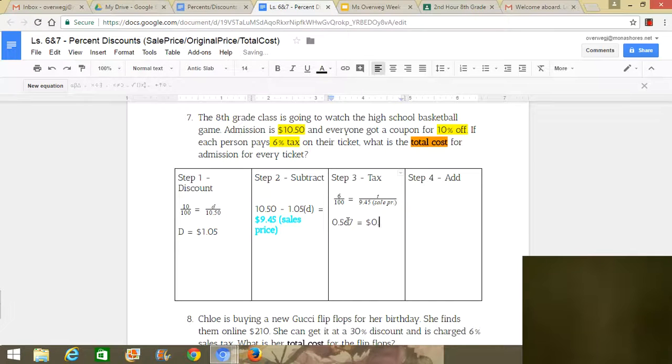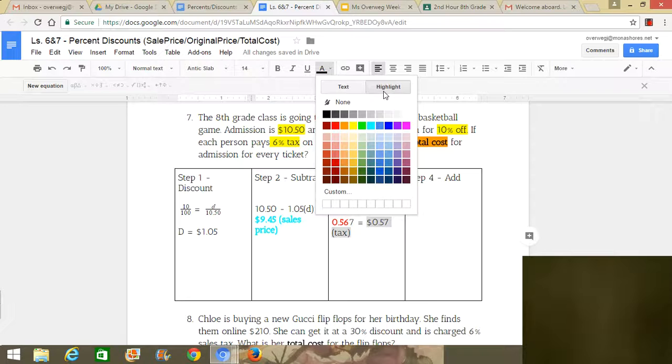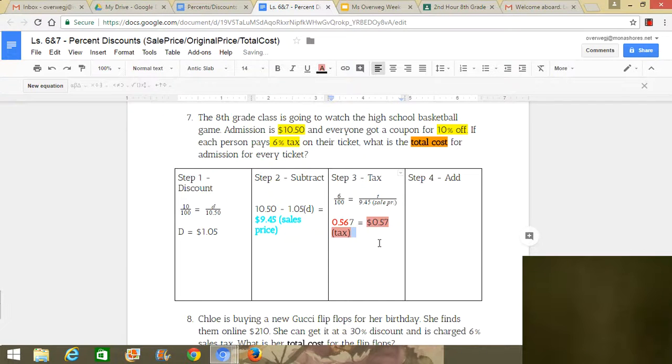Now as money, that equals, notice the 7. Remember, with money, we only look at the first 2 numbers. Okay, this 7 is going to make the 6 bump up and round to a 7. So our tax is going to be 57 cents. Okay, this is the tax. That's what we're going to pay in tax. I'm going to highlight that for you too. Let's see what color. That's a pretty color.